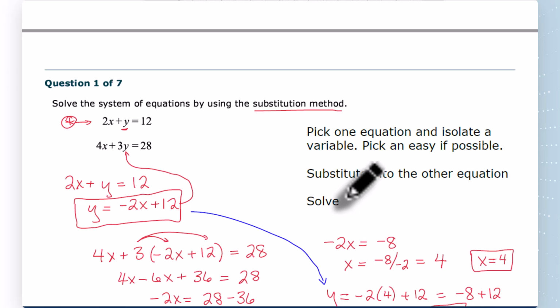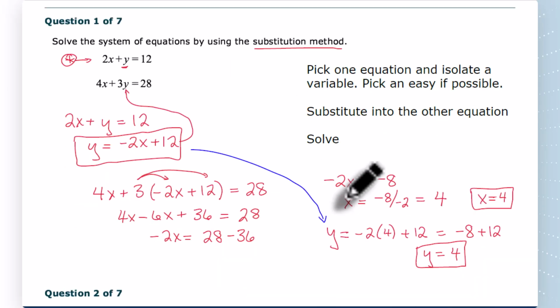All right, in question 1, we're going to use a technique to solve this system of two equations and two unknowns by substitution. I pick one equation and I isolate one of the variables. Now, you typically pick an easy one. Now, it doesn't matter which one, you just pick one. And then I'm going to substitute it into the other equation and solve.